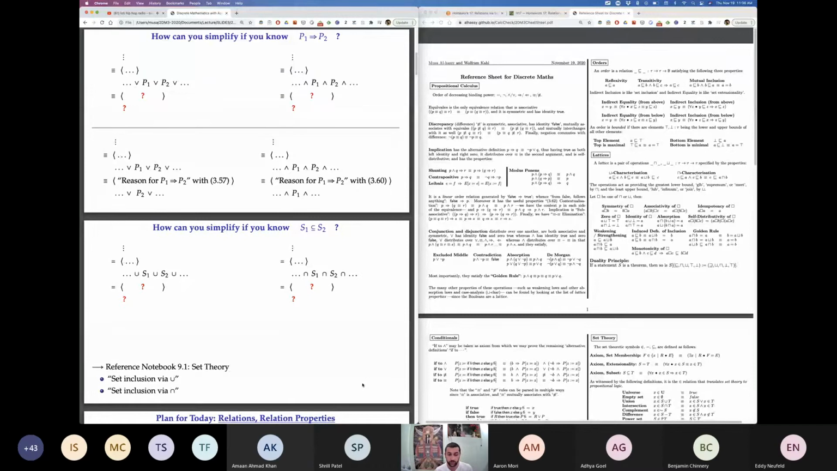This rule shows up in 9.1 as set inclusion via union, set inclusion via intersection. So we've given it different names, but it's again the same rule, and we'll see it later again in the lecture.